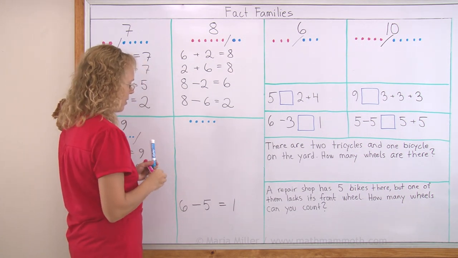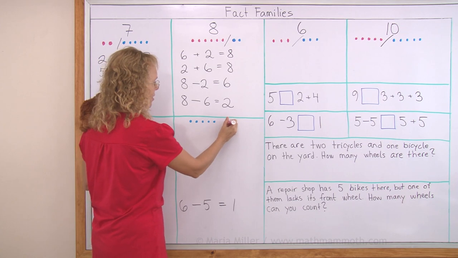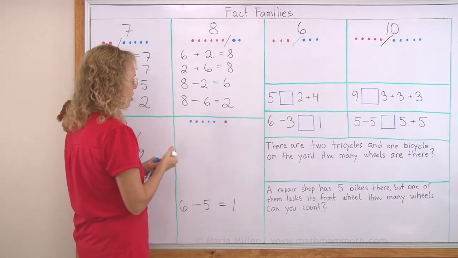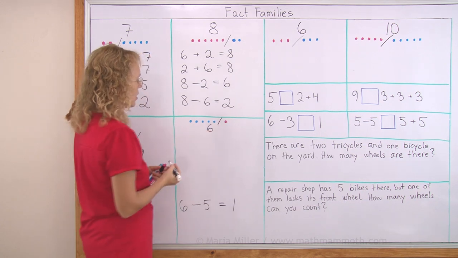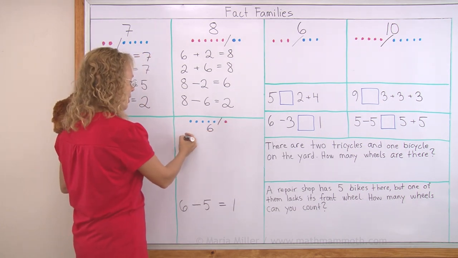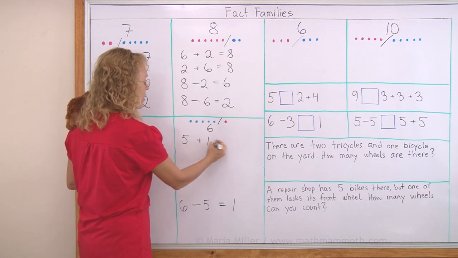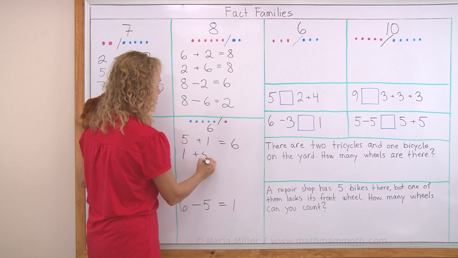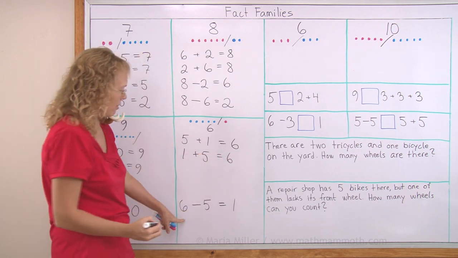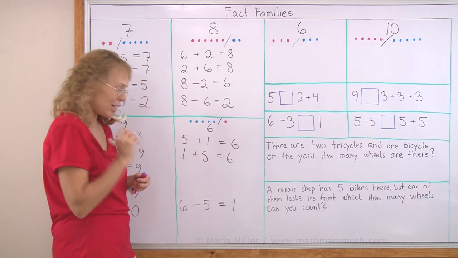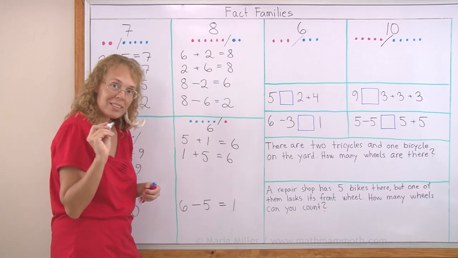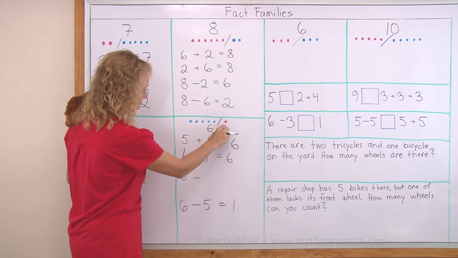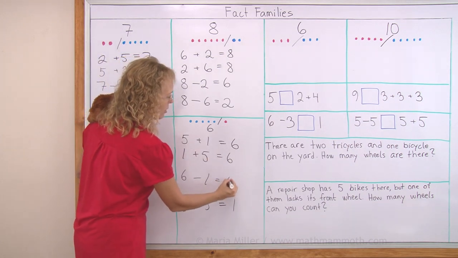5 go away, and there's 1 left, like this. And this is 6 in the beginning, 6 total. Okay, 6 in total. So now we can write the addition. 5 plus 1 equals 6. And then the other way around, 1 plus 5 equals 6. Then we have this subtraction, and we need one more subtraction. Can you tell me what that one will be? 6 take away that one equals 5.